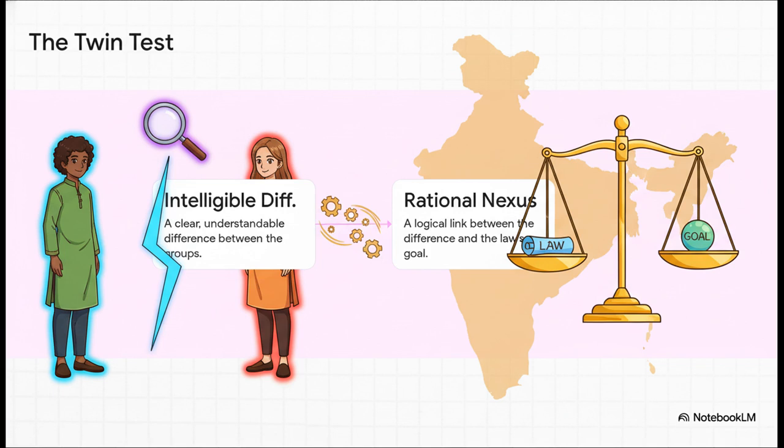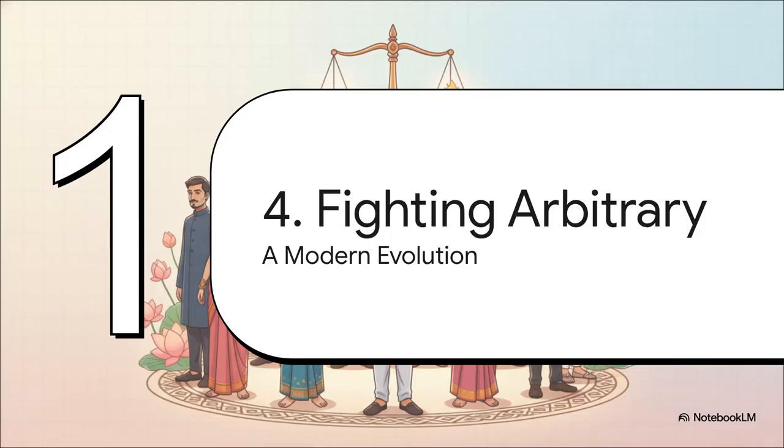Part 2, is there a rational nexus? In other words, does that difference have a direct, logical connection to the goal of the law? If the answer isn't a firm yes to both, the law fails. Now, for about 20 years, that twin test was the gold standard for Article 14.